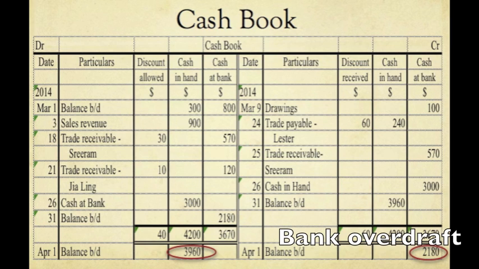Last but not least, we need to learn how to identify a bank overdraft. If our balance BD is on the credit side in cash at bank, it shows that it is actually a bank overdraft. And bear in mind that our cash in hand will never go into the negatives. So therefore it is logical that we see balance BD for cash in hand would be on the DR side.